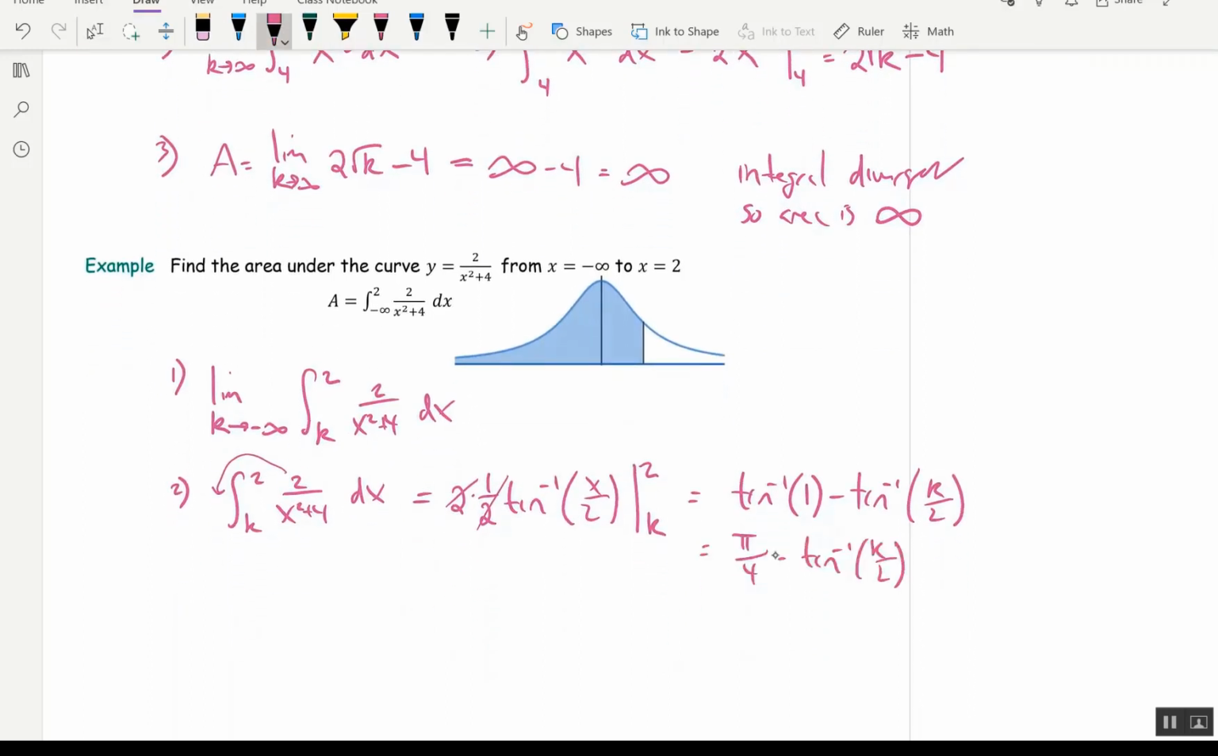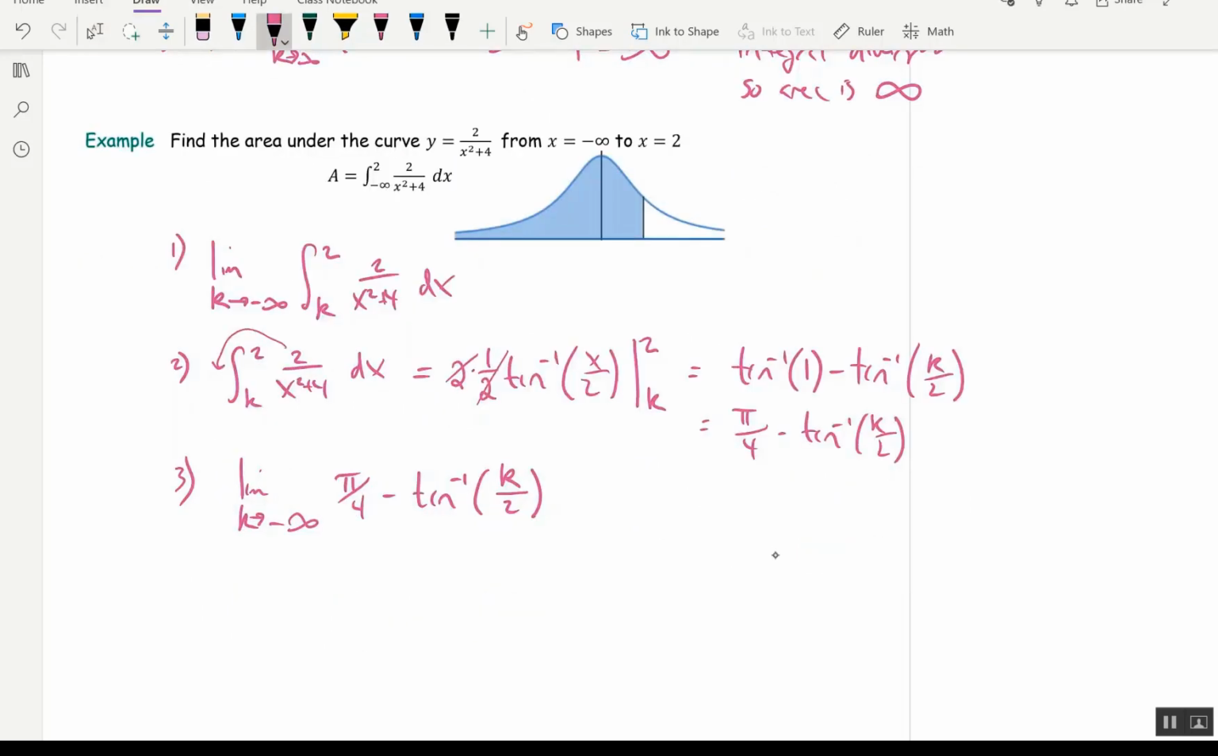All right, step 3, we're going to take the limit of that. Limit as k goes to negative infinity, pi over 4 minus tangent inverse of k over 2. I'm going to drop the limit sign. This is equal to pi over 4 minus negative pi over 2. So my area is actually finite. It's 3 pi over 4. So what we do is we say the integral converges to this number, and that is the area underneath that curve.